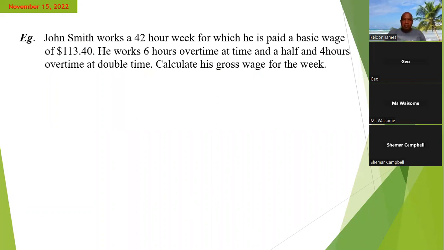So I have $113.40 times 1.5, which would give me $170.10, and then I multiply that by 6, and I got 1,020.60. You're not on the right track. Okay. Right.